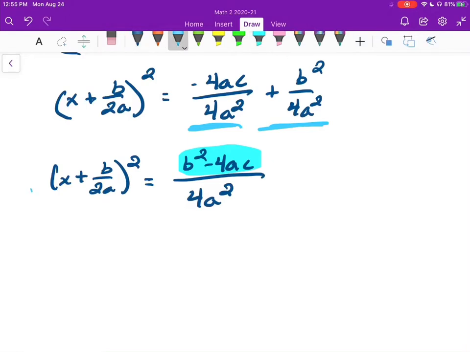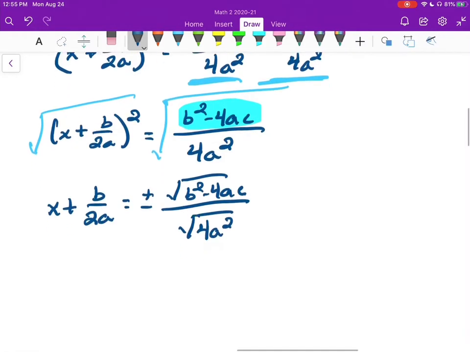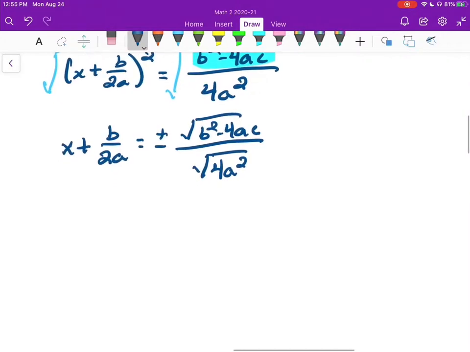So let's now take our roots, and we're going to have x plus b over 2a equals plus or minus the square root of b squared minus 4ac all over the square root of 4a squared. Okay? Let's say x plus b over 2a equals, and we can reduce some things there. Let's put the plus or minus in the numerator.